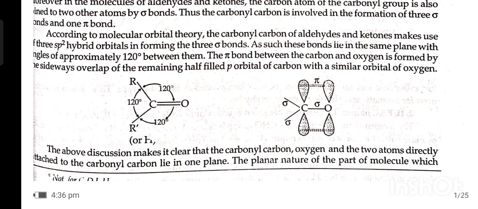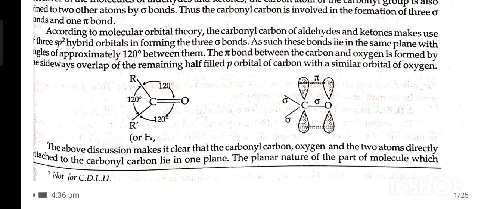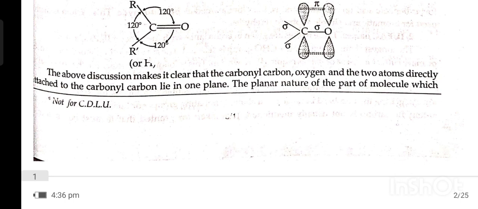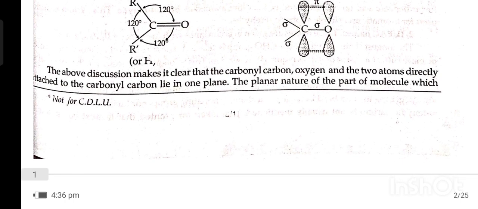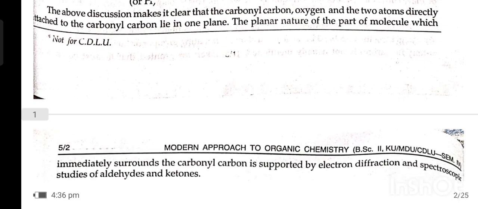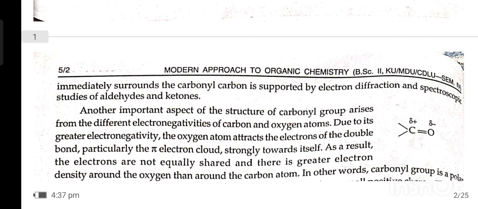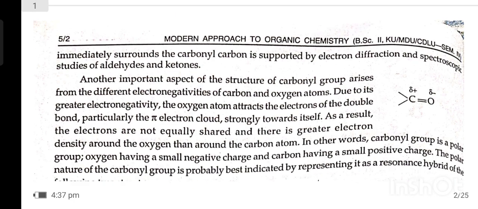The pi bond between the carbon and oxygen is formed by sideways overlapping of a remaining half-filled p orbital of carbon with the similar orbital of oxygen. The above discussion makes it clear that the carbonyl carbon, oxygen and the two atoms directly attached to the carbonyl carbon lie in the same plane. The planar nature of the part of the molecule which immediately surrounds the carbonyl carbon is supported by electron diffraction and spectroscopy studies of aldehydes and ketones.